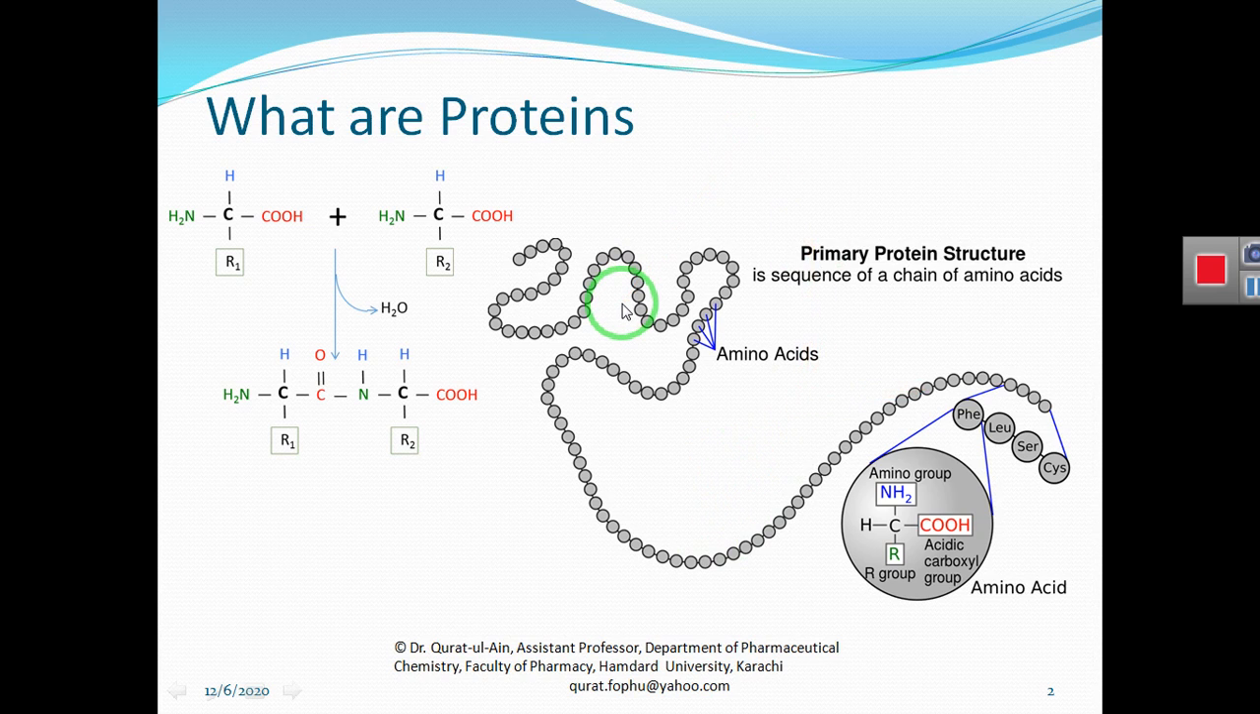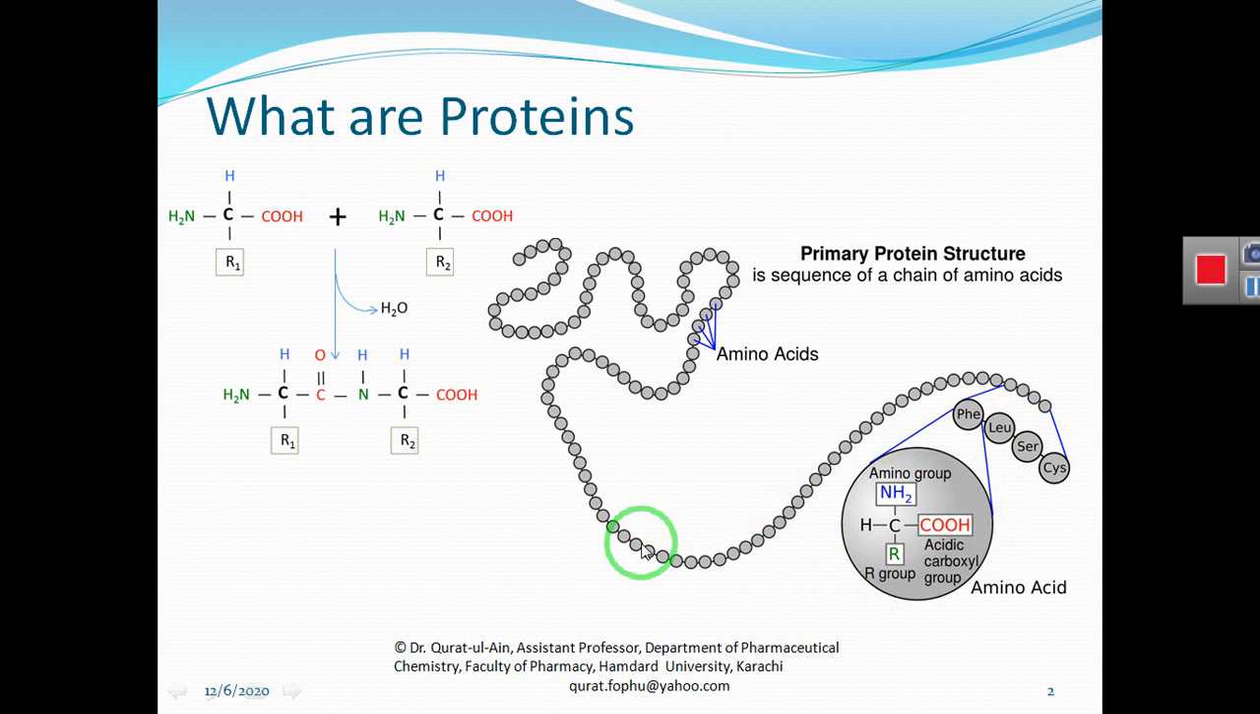So what are proteins? Proteins are larger macromolecules that are made up of amino acid monomers. So what are amino acids? Amino acids are organic compounds. These are nitrogen containing compounds that have one amino group, one carboxylic group, and one R group.